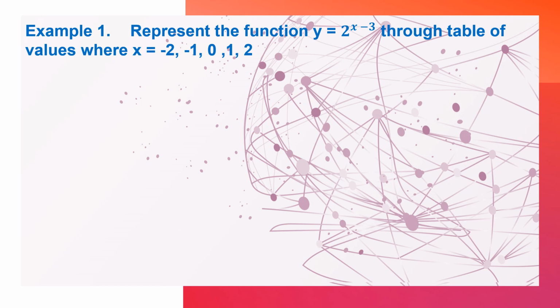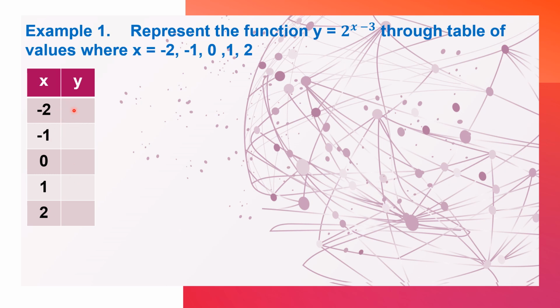Let's have example number 1. Represent the function y equals 2 raised to x minus 3 through table of values where x is equal to negative 2, negative 1, 0, 1, and 2. So to find the values of y, we will just evaluate the function y equals 2 raised to x minus 3 from the given values of x. Or in other words, just substitute or replace x from the given values of x to the function.